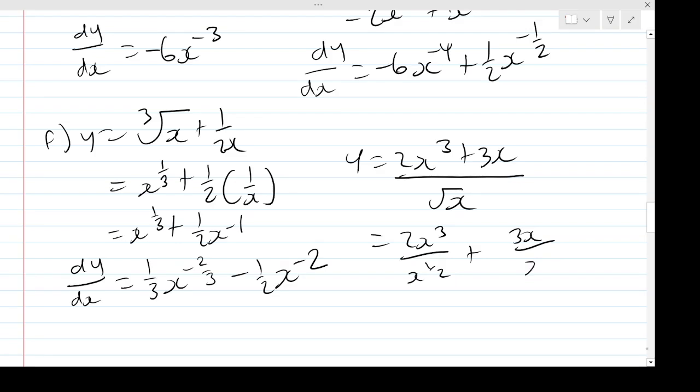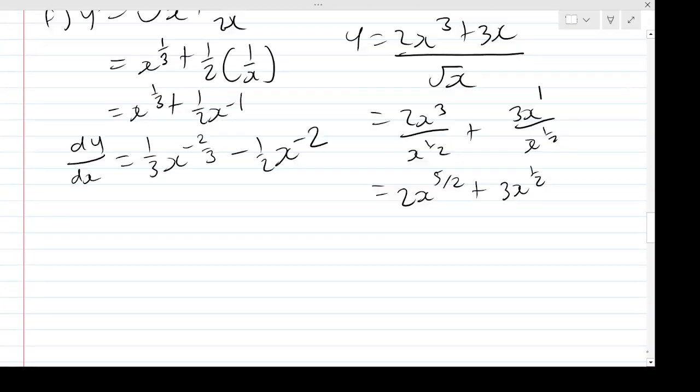And x to the half. Then I can divide the fraction by subtracting the powers. So it's 2, then x cubed over x to the half. That's 3 minus a half, that would be 5 over 2, okay? And that's written as an index. Then the second term, that's 3x. And remember, it's a hidden power of 1. So it's 1 minus a half, that would be a half, okay? And there we are. So we've got it as indexes.